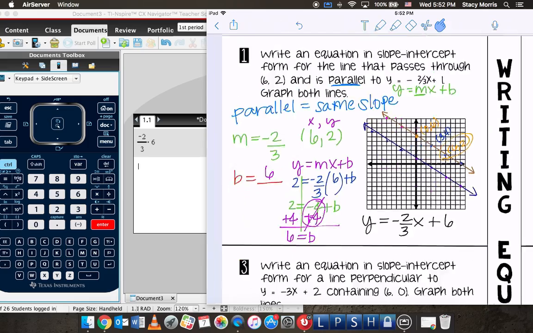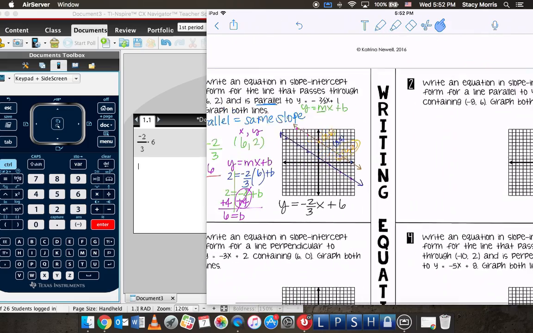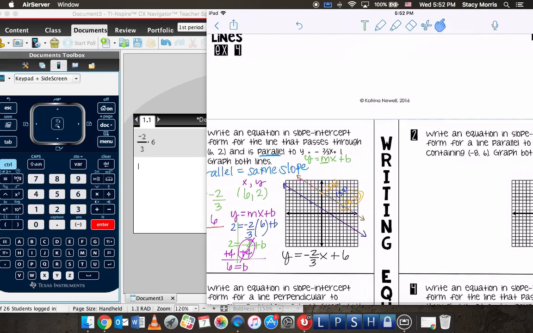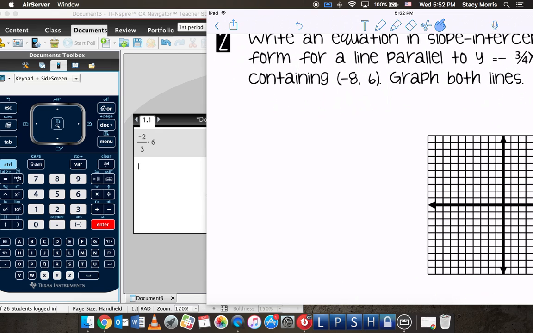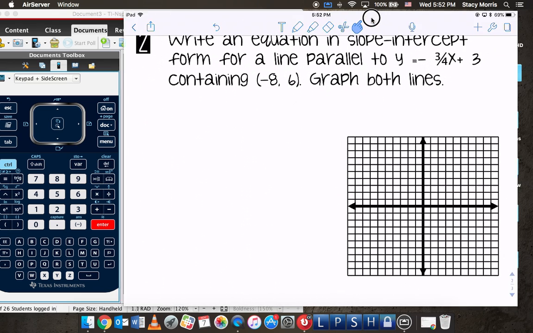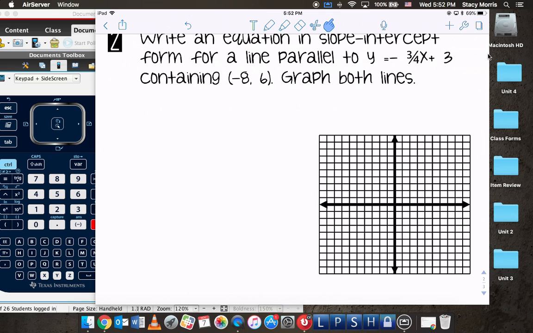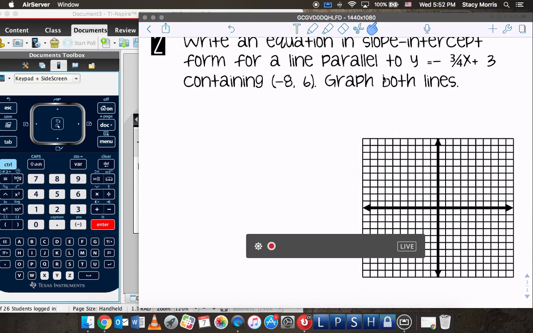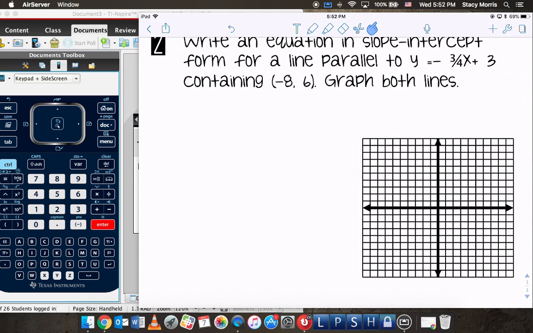All right, so the other example then for parallel is number 2. So it says write an equation in slope-intercept form for a line parallel to y equals negative 3/4 x plus 3 containing negative 8, 6, and then graph both lines. So this one we will graph by calculator. So again, the same process as last time.